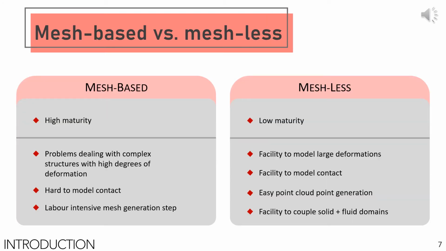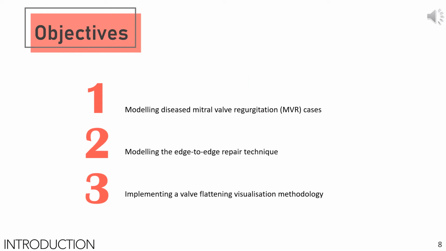Considering the range of deformations and distortions a valve undergoes, as well as the contact between leaflets, meshes give a lot of issues. Although mesh-based methods are more mature, meshless methods such as smooth particle hydrodynamics or SPH can overcome these limitations. Hence, the main objectives of this work are modeling 3 different types of mitral valve regurgitation, modeling the edge-to-edge repair technique, and implementing a valve flattening visualization methodology to ease interpretation of the results.